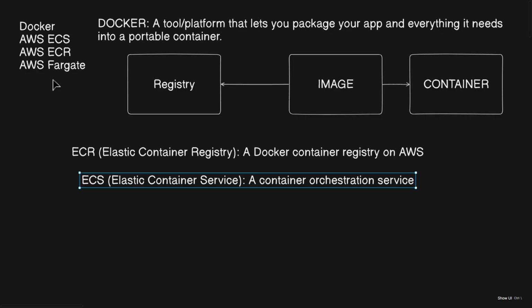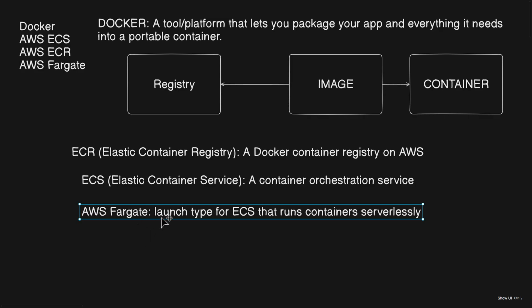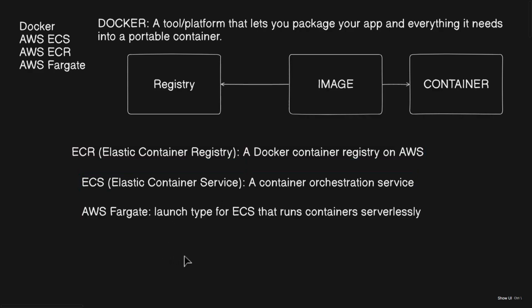And then you have AWS Fargate. Now, what is Fargate in that case? Fargate is nothing but a launch type for ECS that runs containers serverlessly. So yep, I've added the definition here. Launch type for ECS, ECS meaning Elastic Container Service. So when you are trying to run, understand the process over here. Okay, let's say you have an application.